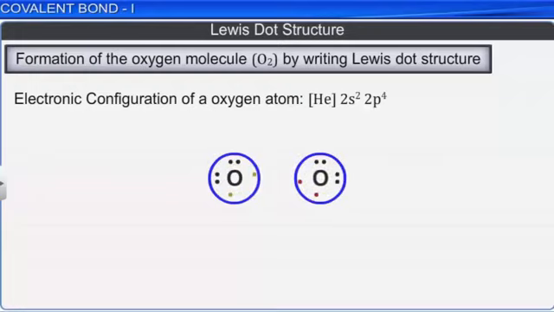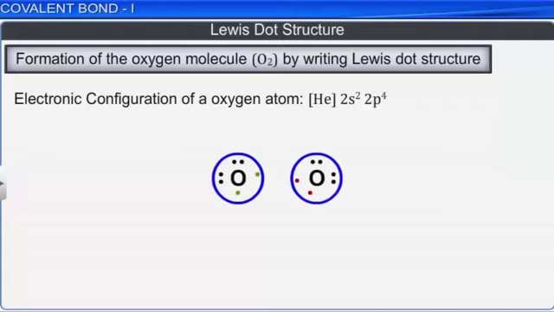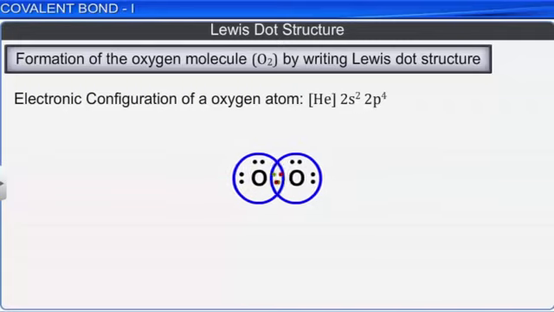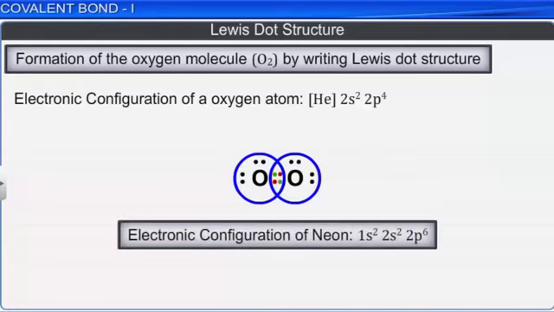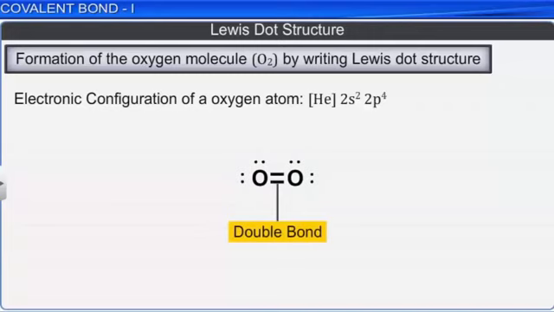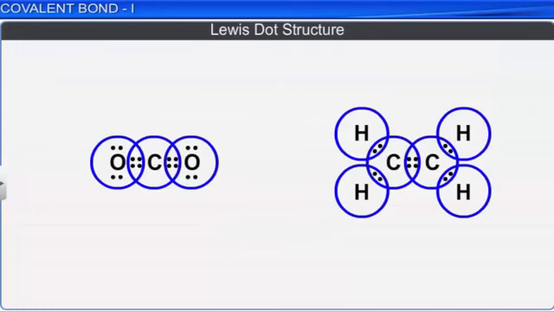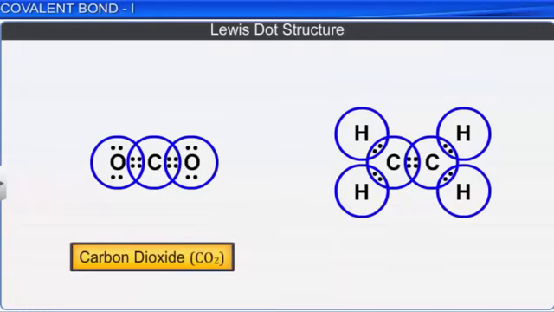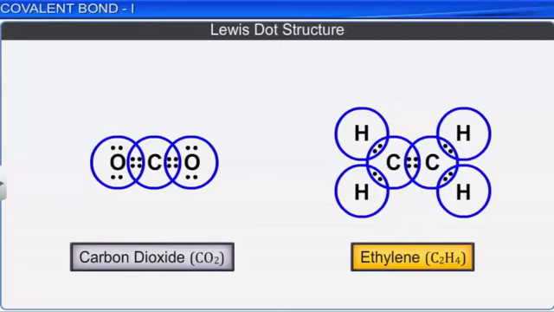When 2 oxygen atoms approach each other, each oxygen atom contributes 2 electrons for sharing. Both the oxygen atoms mutually share these 2 electron pairs and attain the nearest octet configuration of neon. As the 4 electrons in 2 electron pairs are shared between 2 oxygen atoms, the 2 oxygen atoms are said to combine by a double bond in the oxygen molecule. Similarly, we can show the formation of carbon dioxide and ethylene, C2H4, molecules by Lewis dot structures as shown.